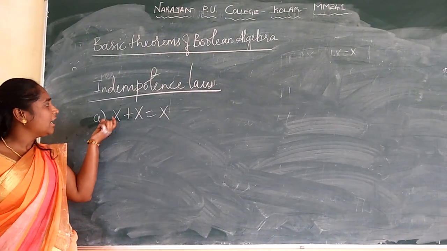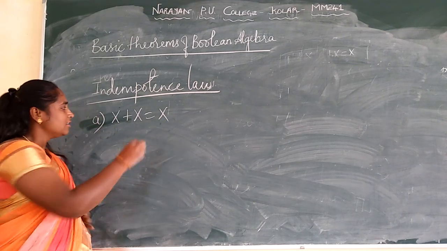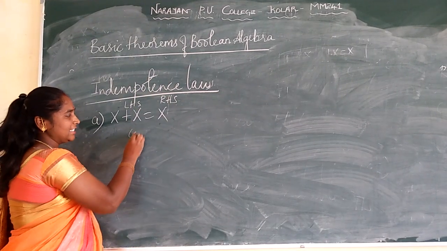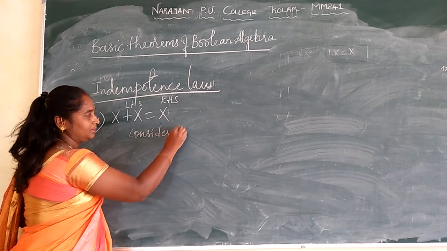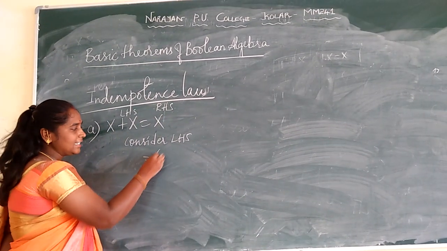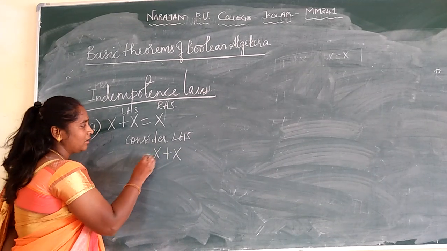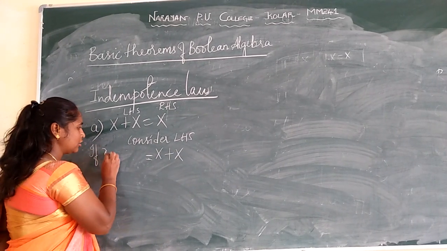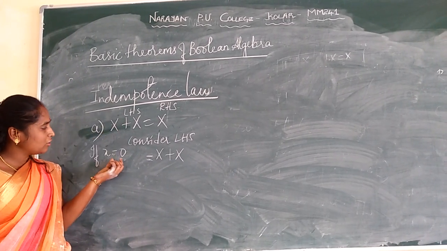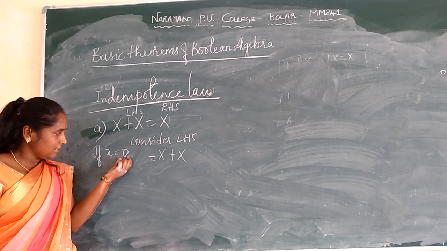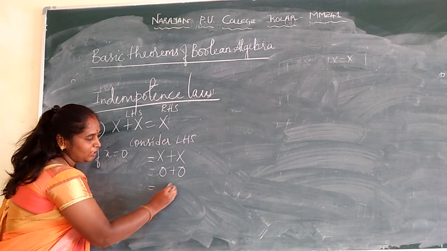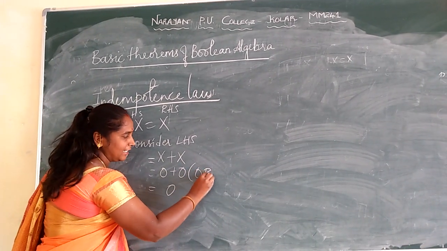First condition: we will solve x plus x is equal to x. This is your LHS and this is your RHS. You have to prove that LHS is equal to RHS. Your LHS is x plus x. First, if x is equal to 0, you substitute the value of x, that is nothing but 0. So 0 plus 0 is nothing but 0 according to your OR relation.